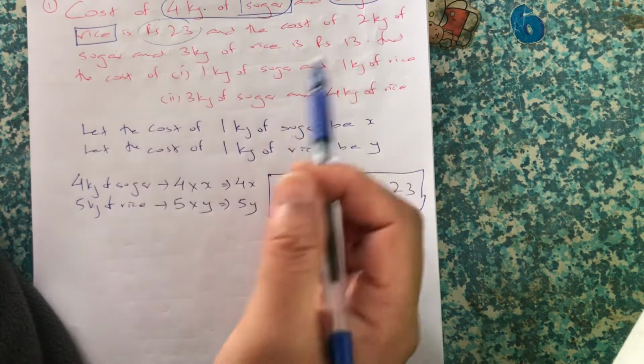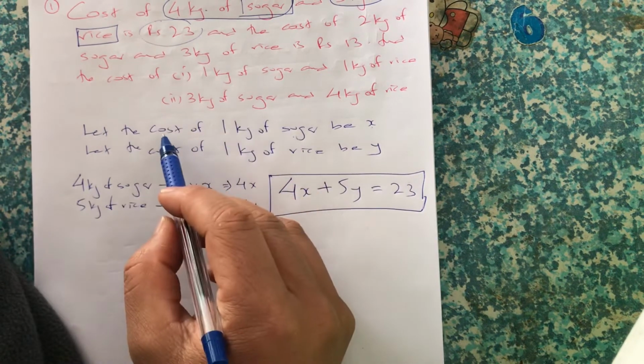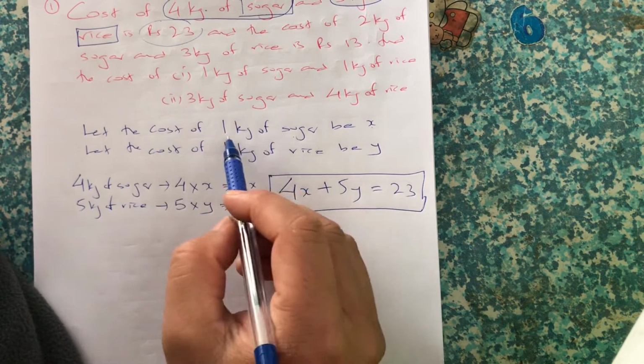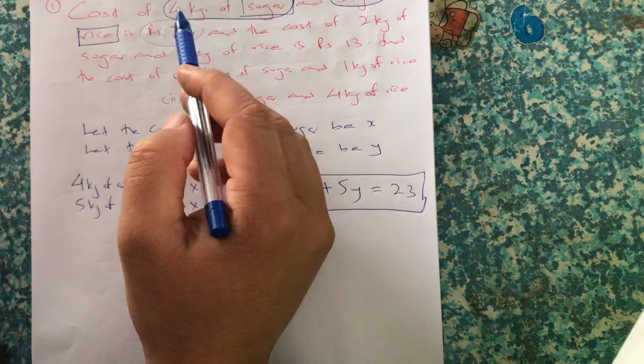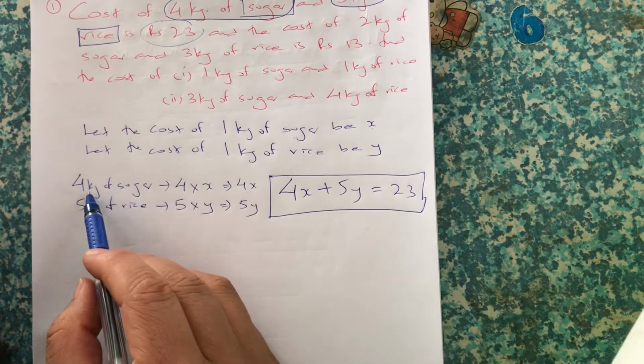Okay, whatever they say, as per that you take, let the cost of 1 kg. If it says apples and oranges, you'll say let the cost of 1 orange, not 1 kg, 1 orange, like that. Or if they say kg, you put kg. If they say 1, you put 1, like that.